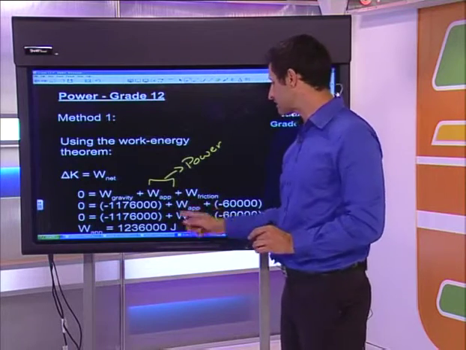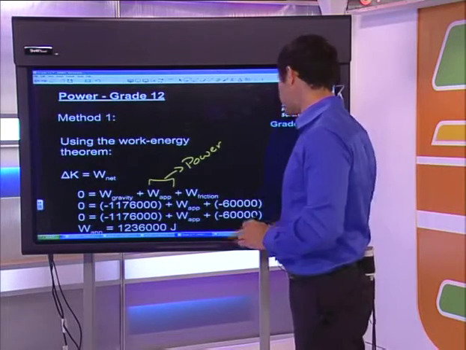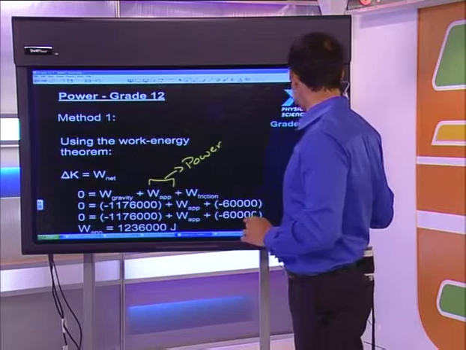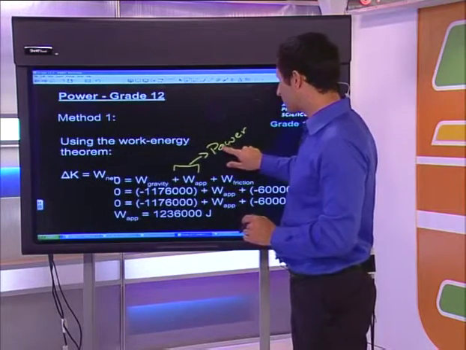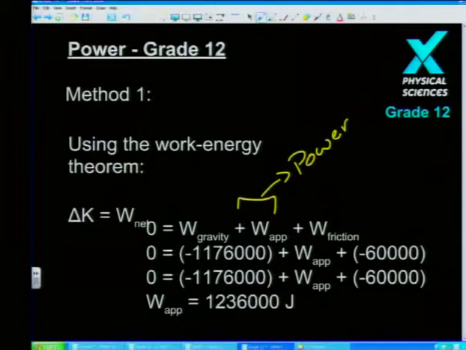This allows me to get the work done by the applied force. So we're just going to shift that up slightly because I want the mindsetters at home to actually see this. Because I've got 1,236,000 joules of energy done by this engine. Okay, so I've got work done by the applied force, but we're not done yet.